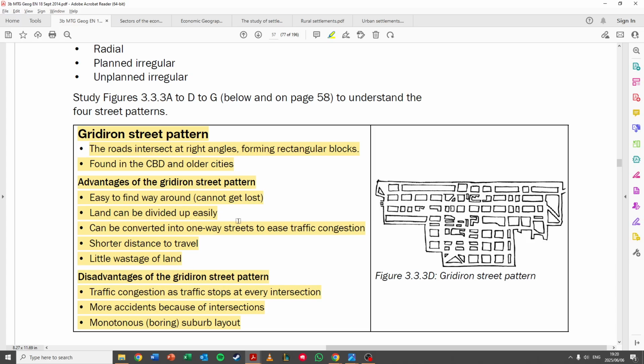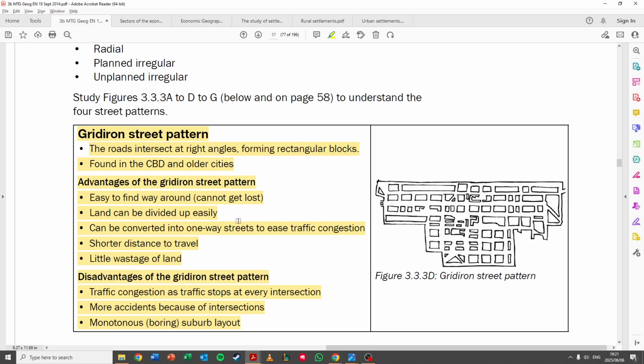The first one is the grid street pattern, and this is probably the one that unfortunately is the most common in the entire world right now. Okay, so this is where the roads intersect at right angles and form rectangular blocks, and this is typically found in the CBD as well as older cities.